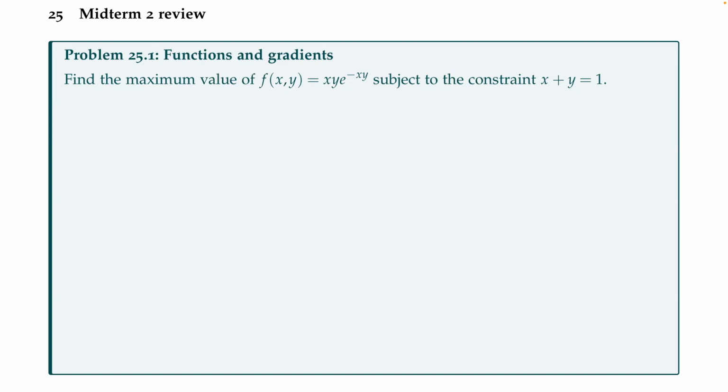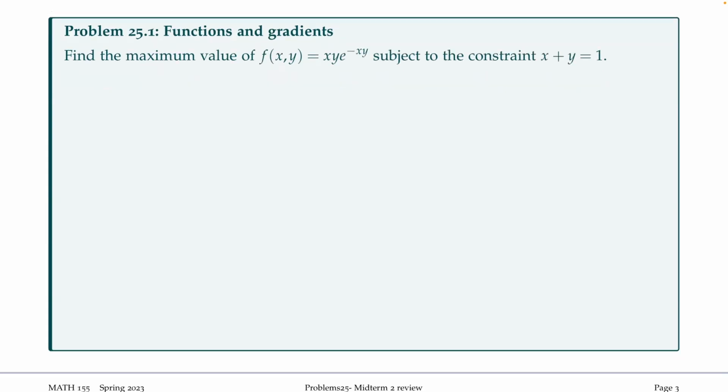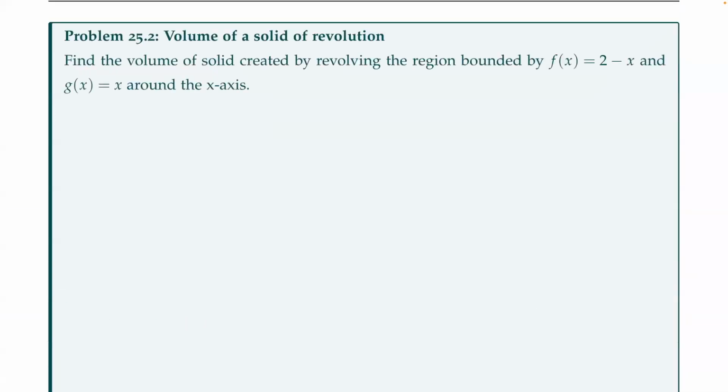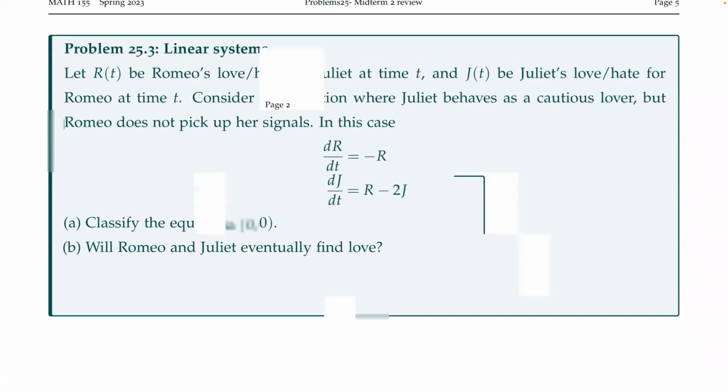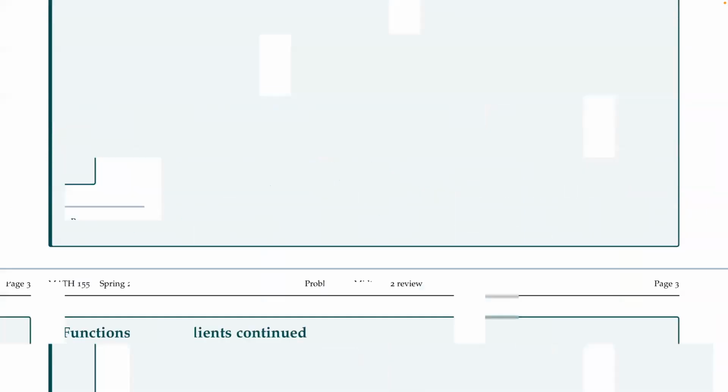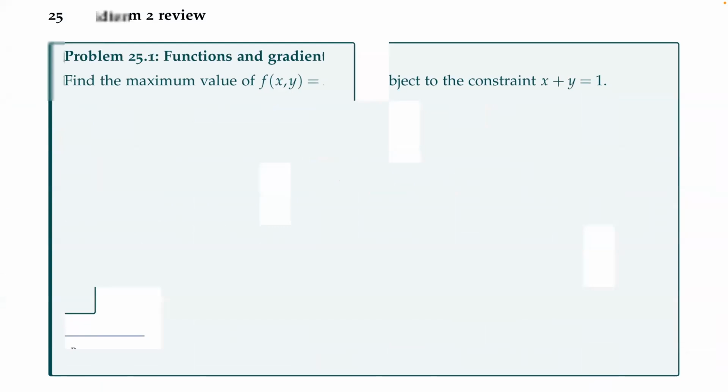Today is a review for Friday's midterm, so no new material, just covering some of the kinds of questions that you might be expected to answer on the midterm. That is a slight hint. Okay, so we are going to go through discussion of functions and gradients to start with, thinking about Lagrange multipliers. We're then going to talk a little bit about volumes when we have a solid of revolution. And then finally, if we have time, linear systems. We might not get to the linear systems question, but I put it on there anyway to give you some additional practice if you need it.